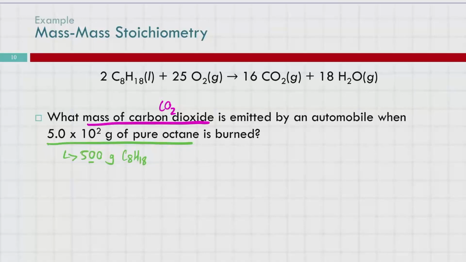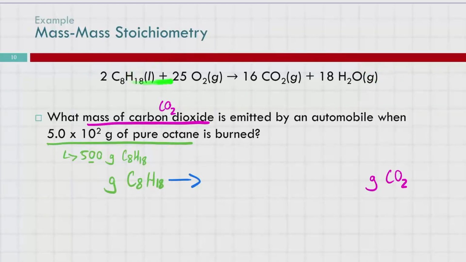So we are going to be starting with grams C8H18. We're going to have to do at least one step, and eventually we'll get to grams CO2. Now the thing about these chemical equations is that we're talking about the number of individual pieces, like the number of individual molecules, or we're talking about moles of molecules.